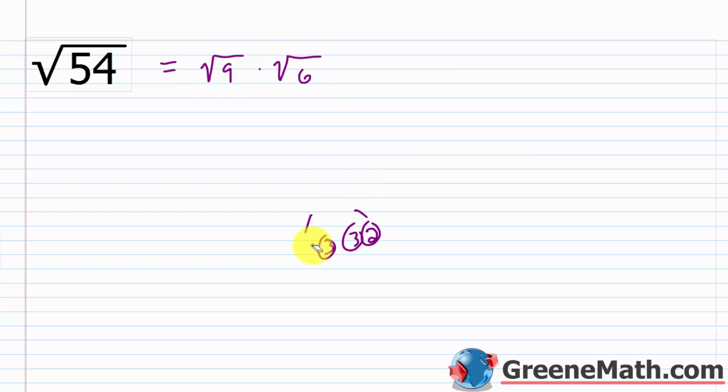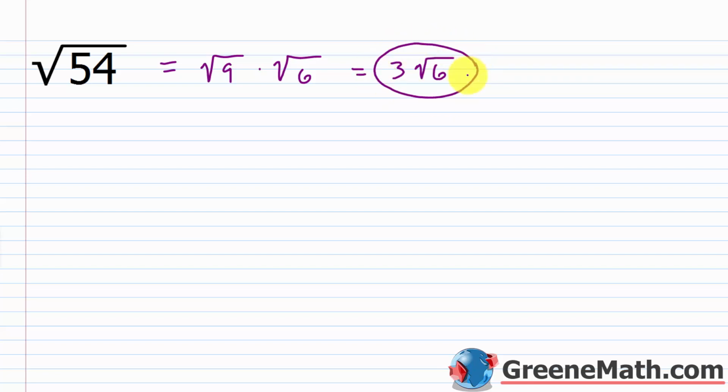Let me erase this, get this out of the way. And we know the square root of 9 is 3, so we're just going to write that. So this is 3 times the square root of 6. Again, square root of 54 and 3 times the square root of 6 represent the same number. It's just that this guy right here, 3 times the square root of 6, is considered simplified.